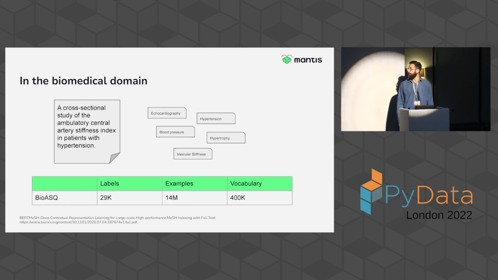In the biomedical domain in particular, a common problem is an extreme multi-label classification. One is assigning tags to biomedical publications. This is applying MeSH tags, which are tags like blood pressure, hypertension. There are 29,000, so it is a very fine-grained system for categorizing biomedical publications called MeSH.